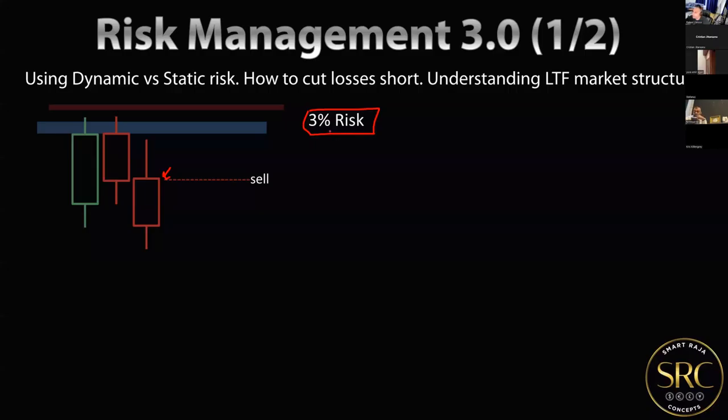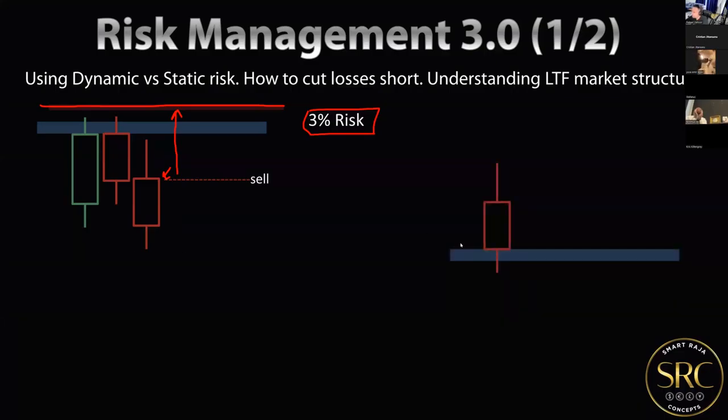Now, let's say your stop loss is right over here. If price comes up and hits your stop loss, you're losing 3%. Make sense? You're losing the full 3% if price comes up and hits your stop loss. That's static risk.